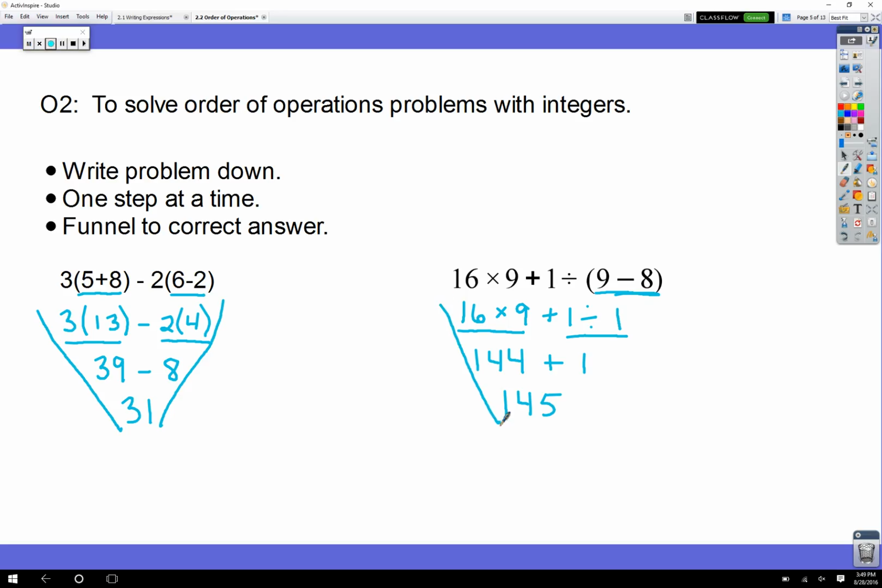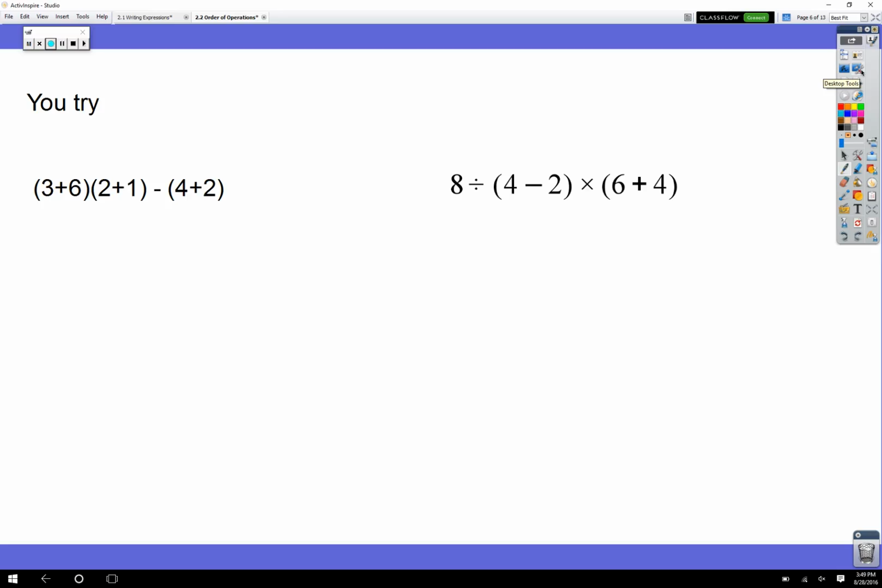And again, I have funneled down my problem until it became just a single number. Okay, here are a couple examples for you to try. So at this point, I would like you to pause the video, try these on your own, and then come back when I will quickly go over the solutions with you.